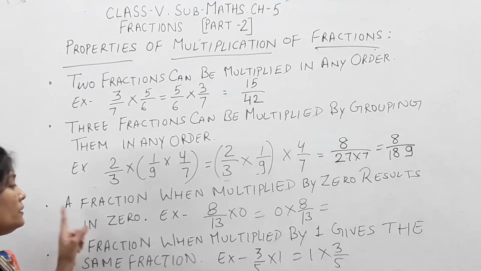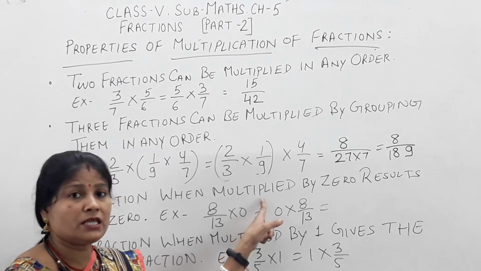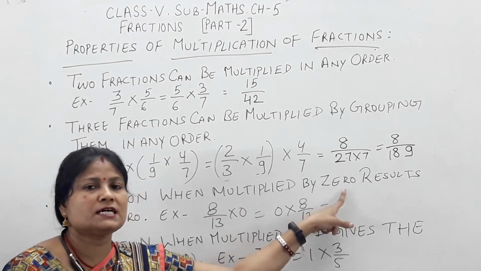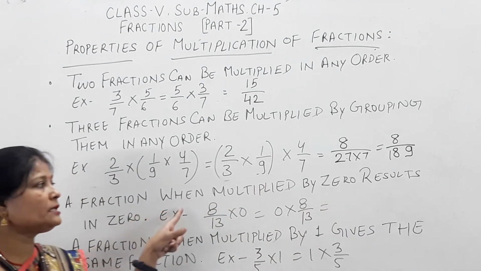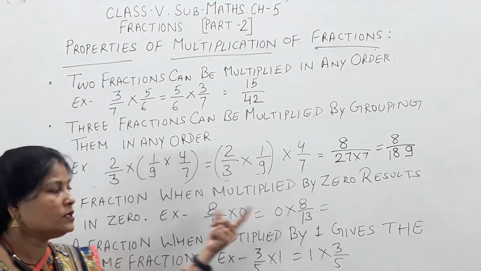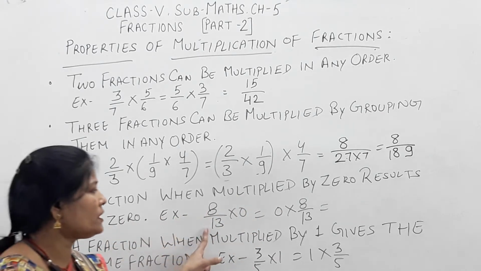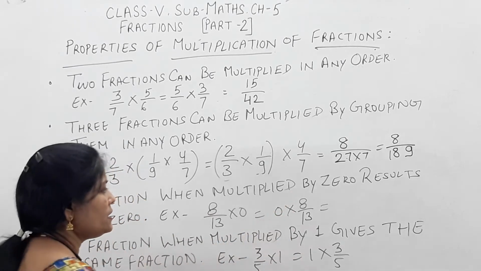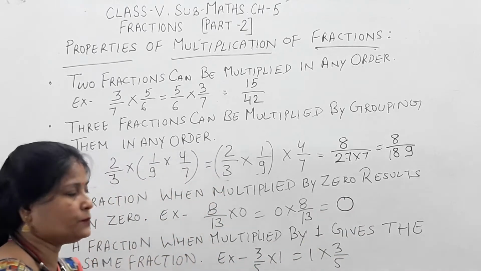Now move to the third. Yes children, keep in mind, whenever we multiply any number or any fraction by 0, the result is the same, 0. Whenever we multiply any fraction by 0, the result will be 0 because 0 is nil. So 8 upon 13 multiplied by 0 is 0, and 0 multiplied by 8 upon 13 is 0. We can write in any order but the result will be 0.